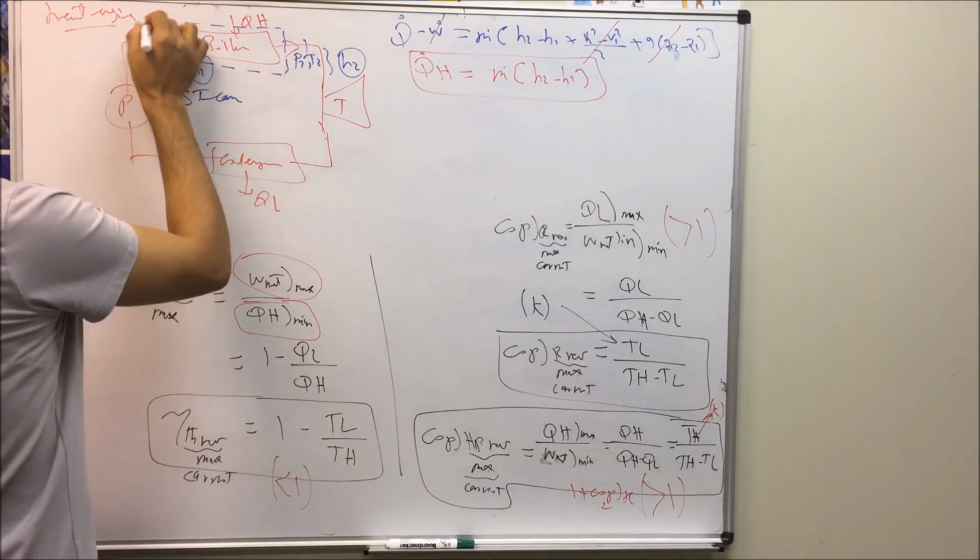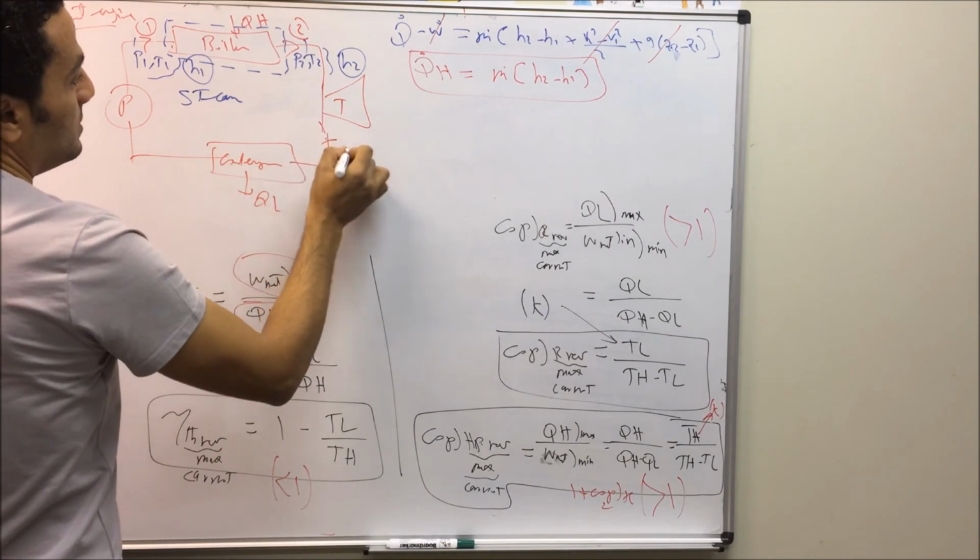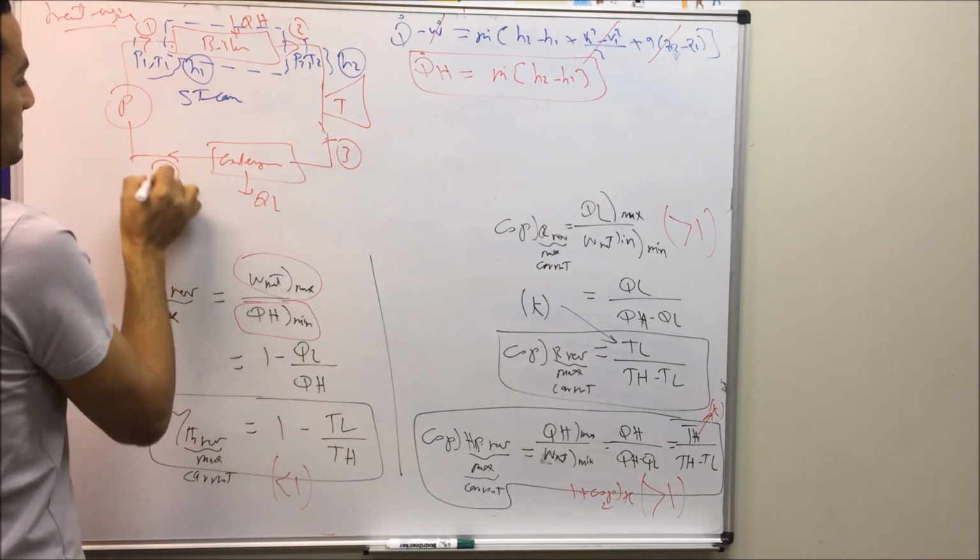Let's say this is point 1 and this is point 2, this is point 3 and this is point 4.